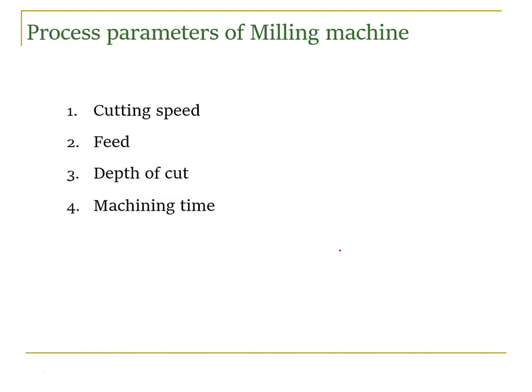Right, so the final part is the process parameters of the milling machine. Again, for every machine we have 4 parameters, or otherwise we can say only 2 parameters: one is cutting conditions, another is machining time. Cutting conditions have 3 factors: speed, feed, depth of cut. Cutting speed, feed and depth of cut we call the machining conditions. The final one is machining time, right? So speed, feed, depth of cut, machining time, these 4 we call the process parameters.